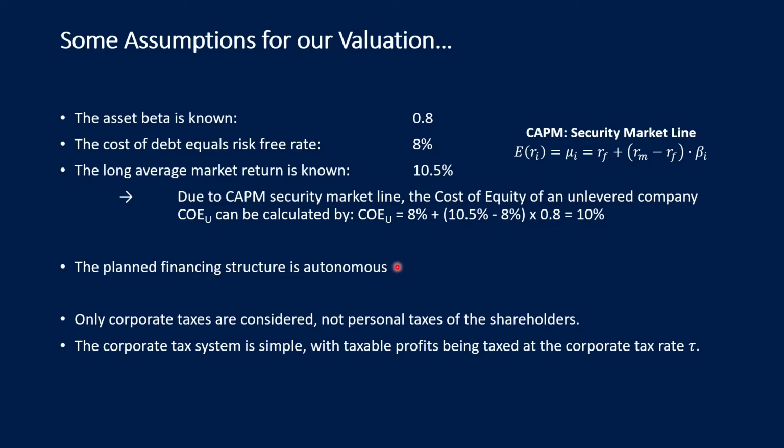Further, we assume that the financing structure is autonomous. We assume that only corporate taxes are considered, not personal taxes of the shareholders. Personal taxes of the shareholders can be considered applying a tax CAPM. Nevertheless, let's go the easy way and let's exclude personal taxes from our calculation. The corporate tax system is simple, with taxable profits being taxed at the corporate tax rate tau. I apply tau here because otherwise it would be the same as t, which I need for the time, of course.